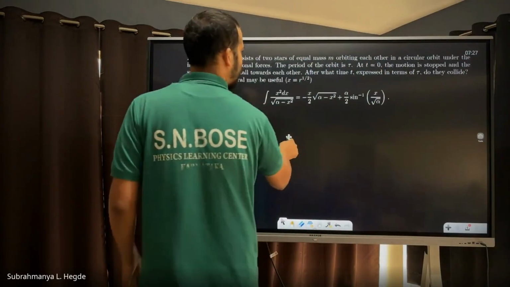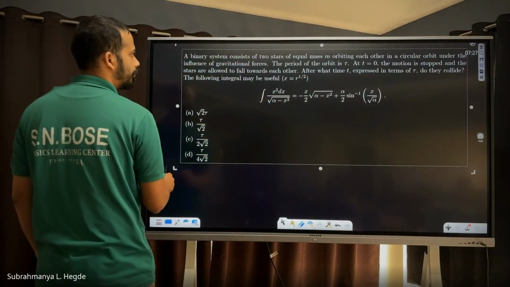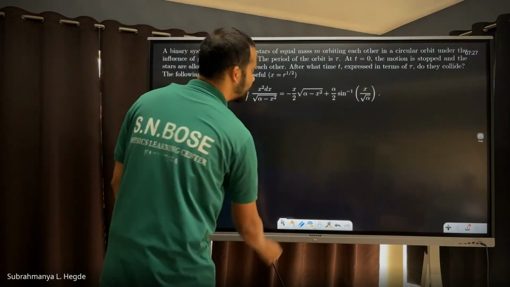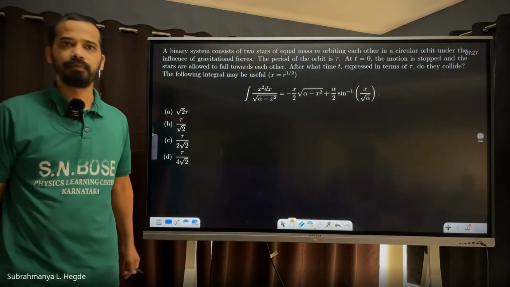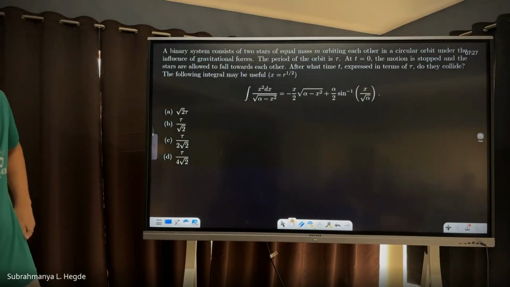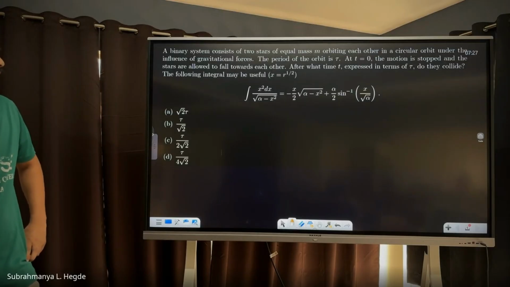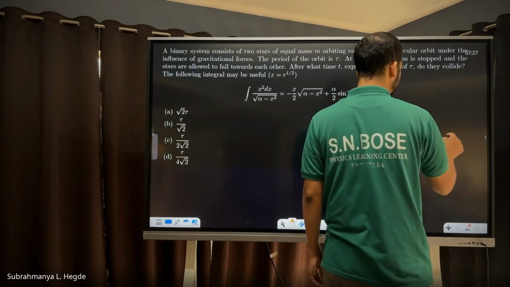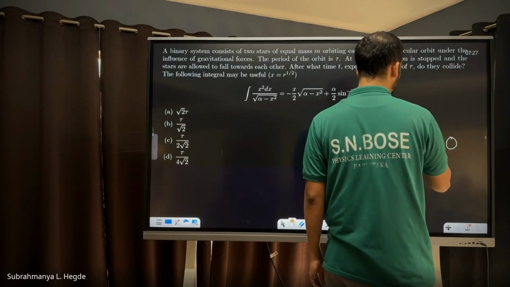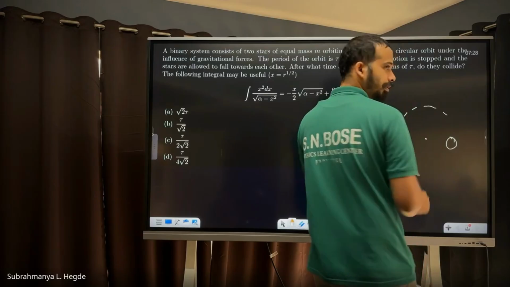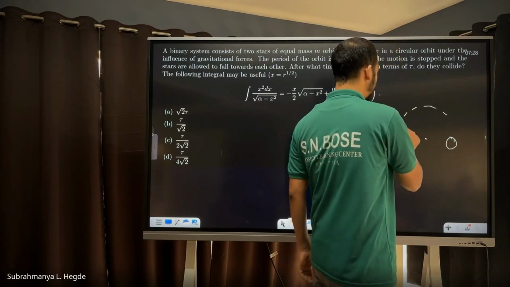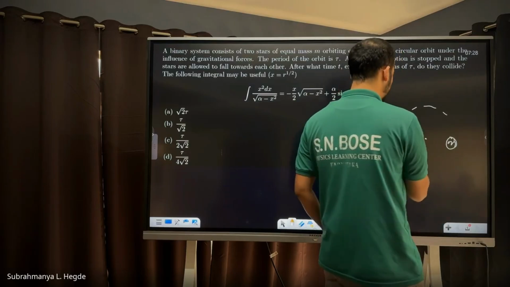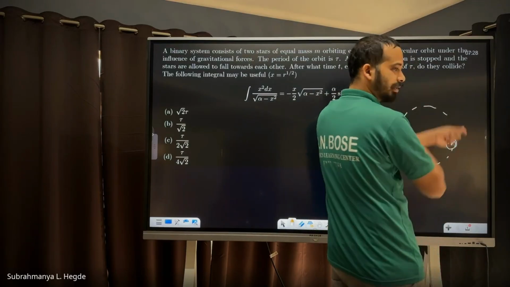A binary system consists of two stars of equal mass m orbiting each other in a circular orbit under the influence of gravitational forces. If those binary stars orbit, both will go like this. Because they have the same masses, m and m, their center of mass is at the geometric center. So they usually move like this.